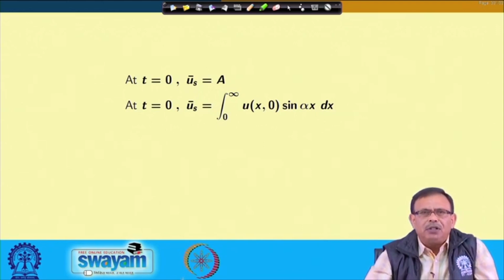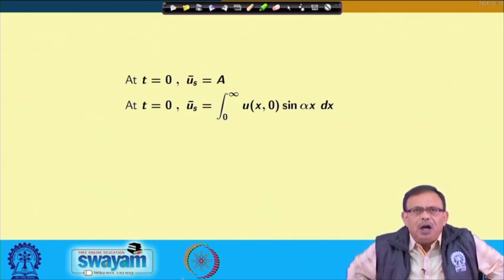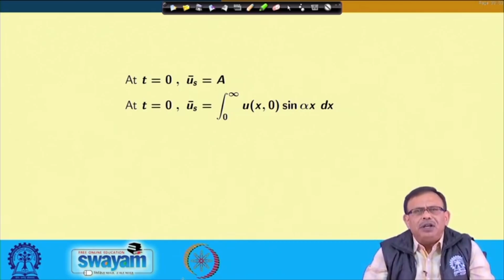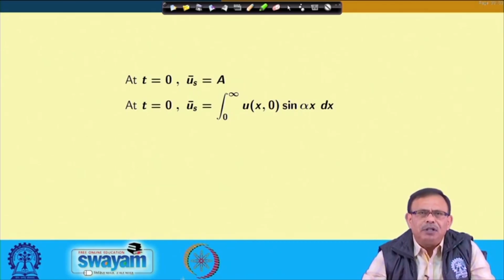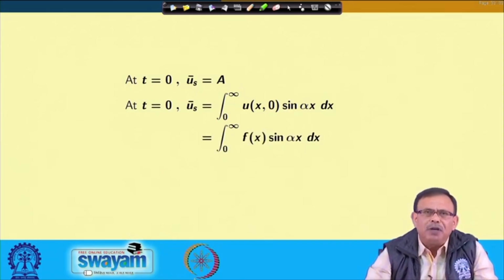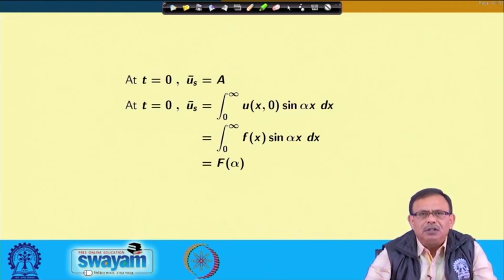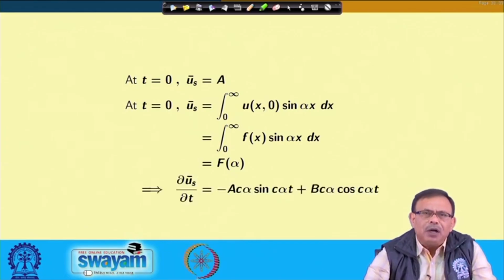ū_s is nothing but the Fourier sine transform of u(x,0). So, I am writing this. I have not written here root over 2 by pi, because ultimately I will put it in the same form. u(x,0) is given as f(x). Therefore, I can write this as F(alpha), where F(alpha) is the Fourier sine transform of f(x). Therefore, you are obtaining a equals F(alpha).